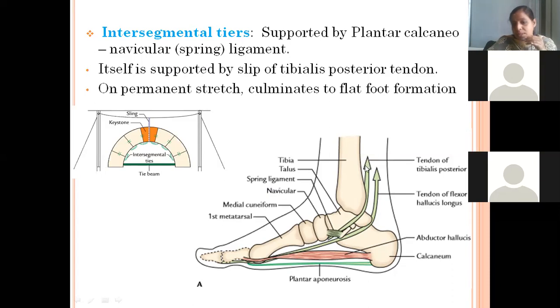It is itself supported by a slip. See what muscles we have seen passing through the flexor retinaculum. Did we see they are entering into the sole? Yes. So we are finding the tibialis posterior tendon passing, then one expanded stretch which culminates in forming a hoop.